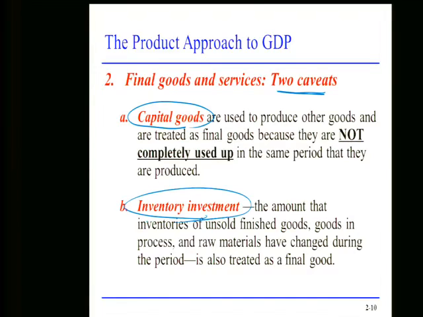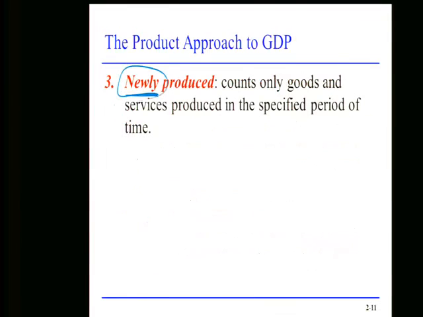Now, one thing about inventory investment. Inventory investment can be positive if inventories are rising. Inventory investment can also be negative if inventories are falling. I'll come back to that when we talk about the expenditure approach, which maybe will make it a little clearer. Okay? So these two things, capital goods and inventory investment, are exceptions to our rule about final goods and services. We are also only going to include newly produced goods. Remember, we're trying to get a handle on the amount of production that takes place during a specific time period. So we only want to look at things that are produced that period.